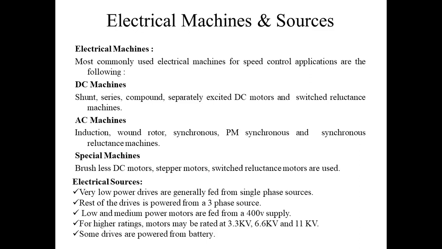Then we have a separately excited DC motor, where based on the excitation, we can control the motor. Then the switched reluctance machine always moves towards the low reluctance path. That is the function of the switched reluctance motor.